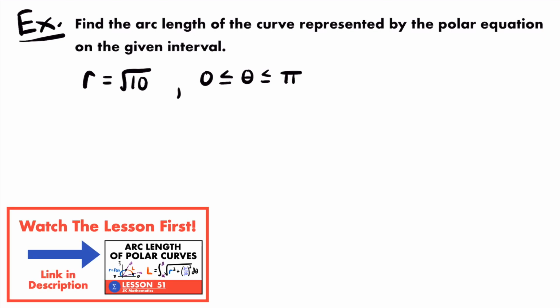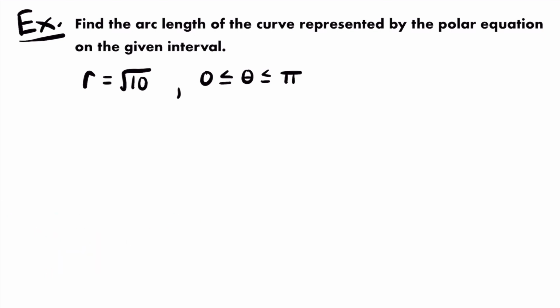If you're familiar with the graphs of polar equations, r equal to some constant is just a circle centered at the origin with a radius of that constant. So in this case, if we were to sketch a quick graph of this polar curve, we would have a circle that looks like this, where the radius of that circle is the square root of 10.